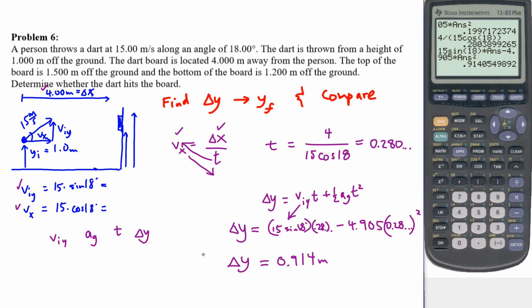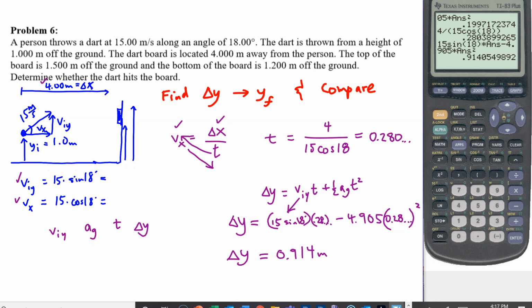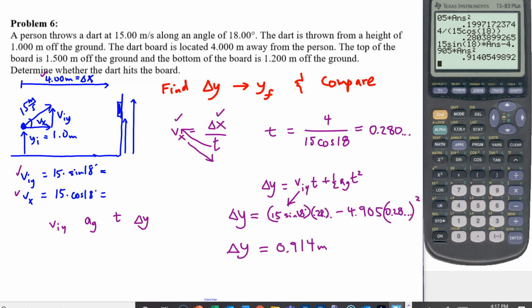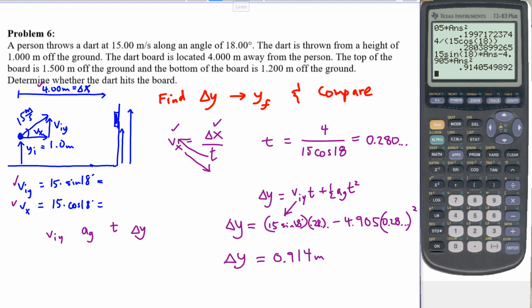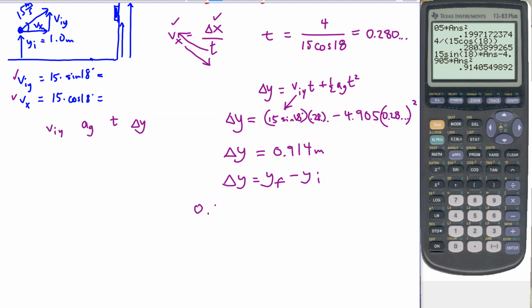So what is the final height of the dart? Well, oops. The dart started at, okay, delta y is equal to final minus initial. Delta y was 0.9. You'll see why I'm leaving off the extra digits. Its final height is what we're looking for. The initial height was 1 meter. When we add 1 to both sides, we get 1.9 meters. And those extra places won't make any difference.